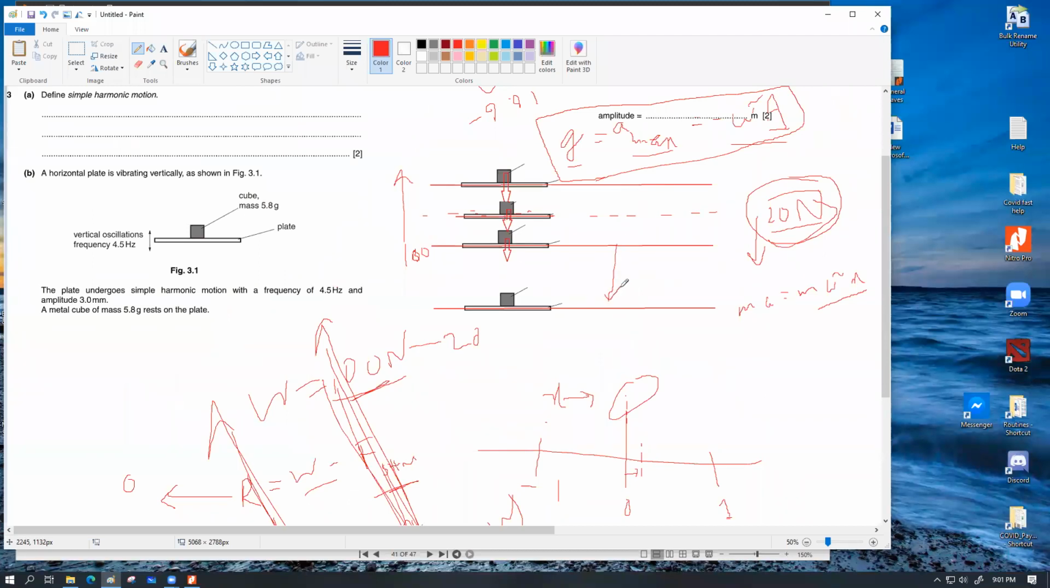This is equally applicable at the downward position as well. So the two forces available on this block are the weight and the reaction of the plate. These two will sum up to give you the required resultant force, which is the simple harmonic motion force at every position of its motion. That's something you need to get in your head. The better you can process this, the easier your force understanding will become.